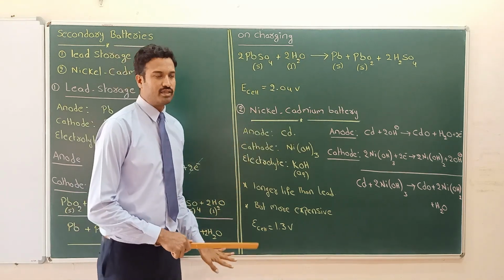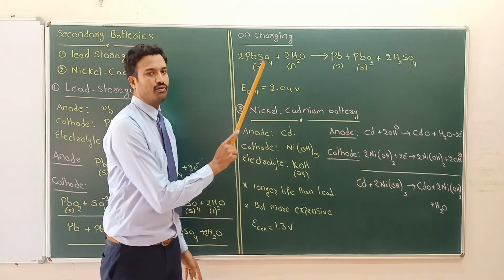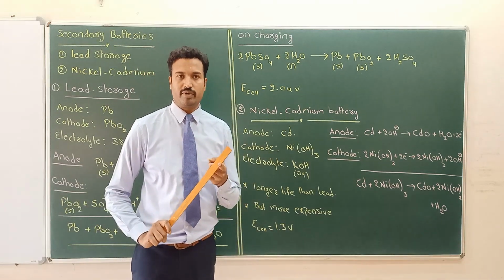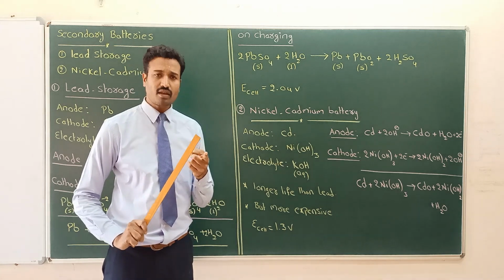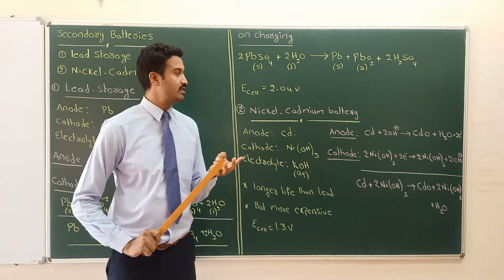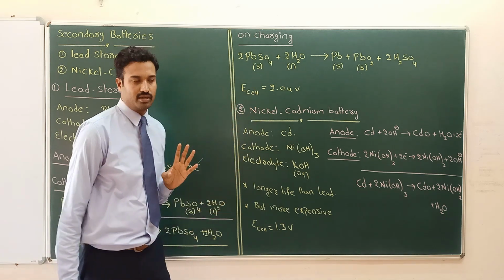The potential of this cell is 2.04 volts. This is about the lead storage battery. Where do we use the lead storage battery? In the automobile industry, as a car battery, bike battery, and in UPS.